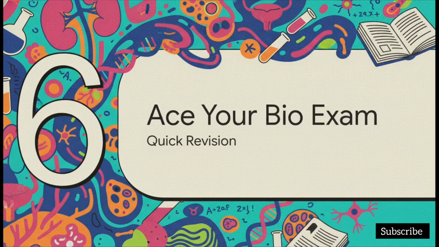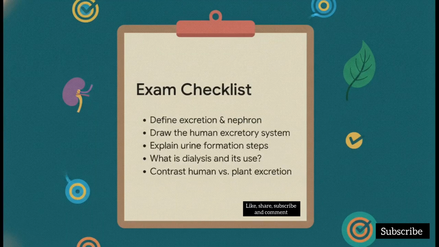And that brings us to our final section, Section 6, acing your biology exam. Let's just do a rapid-fire mental quiz right now to make sure everything's stuck. Can you confidently define excretion and the nephron? Can you draw and correctly label the human excretory system?